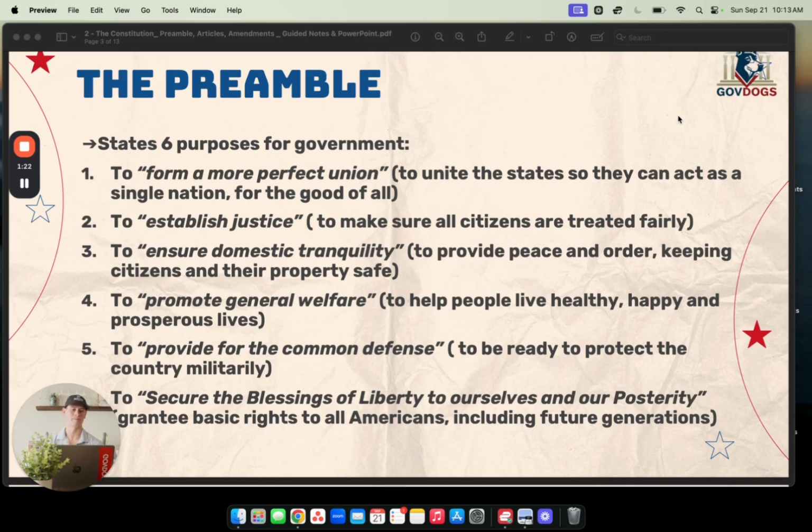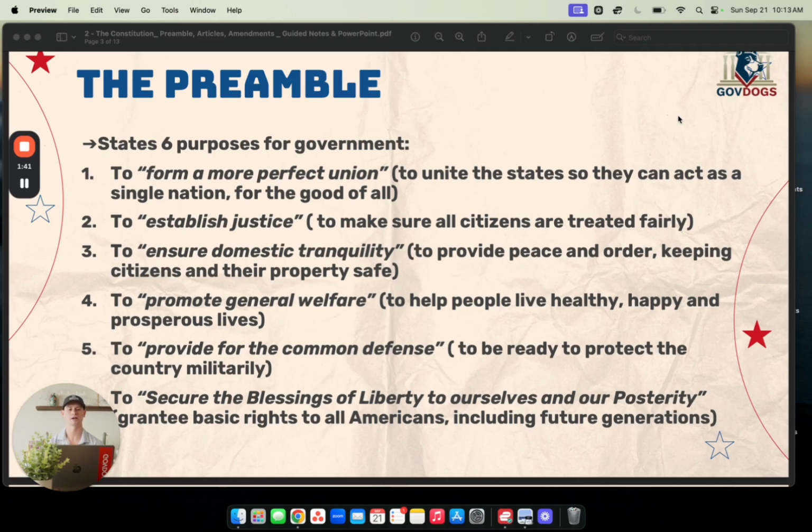So the first is to form a more perfect union. This is to unite states as they act as a single unit. Under the Articles, right, we have the independent states of America. The Constitution aims to solve that problem by specifically stating that we want to unite the states to act as a single nation. To establish justice, make sure all citizens are treated fairly.